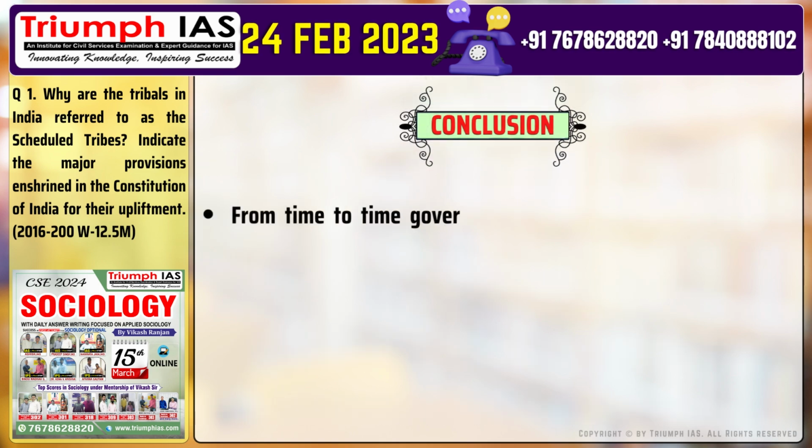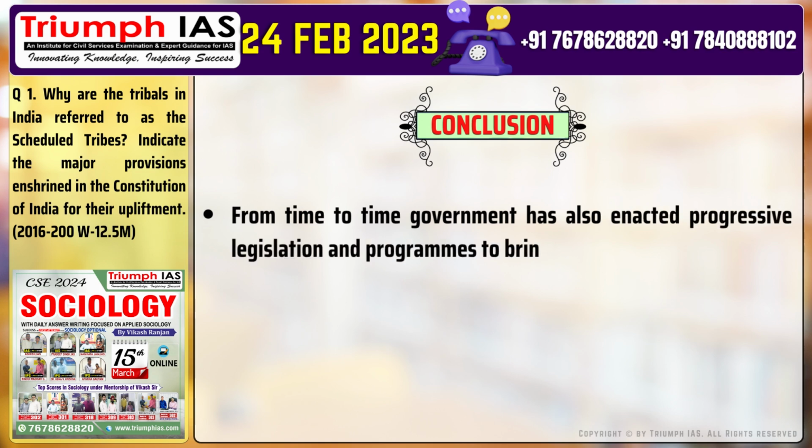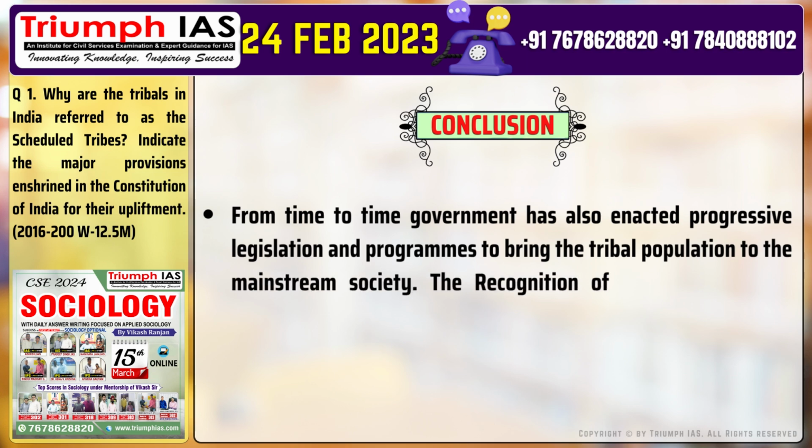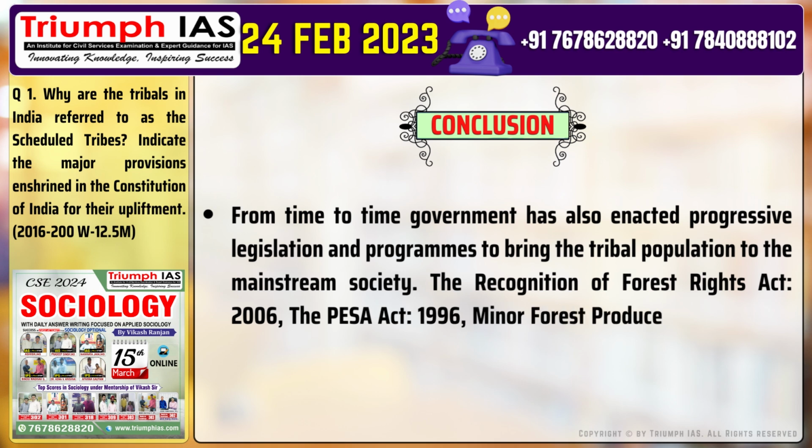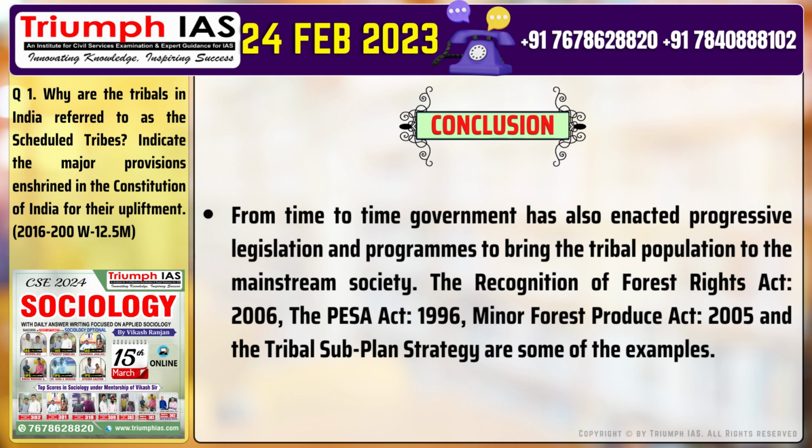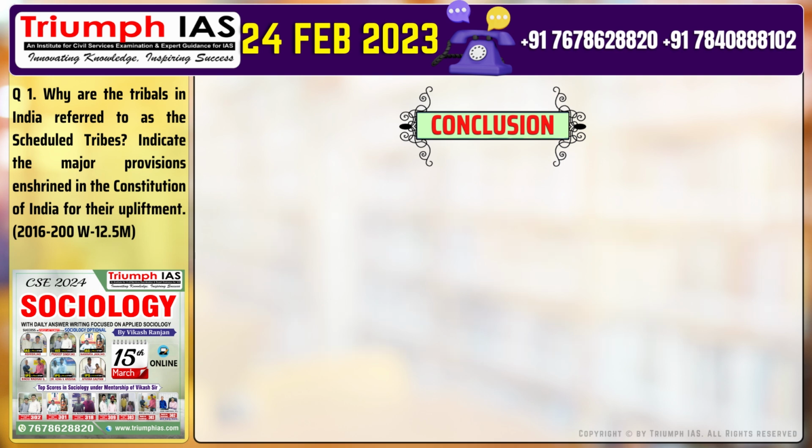The conclusion of the answer is: from time to time, the government has also enacted progressive legislation and programs to bring the tribal population into mainstream society. The Recognition of Forest Rights Act, 2006, the PESA Act, 1996, the Minor Forest Produce Act, 2005, and the Tribal Sub-Plan Strategy are some of the examples.